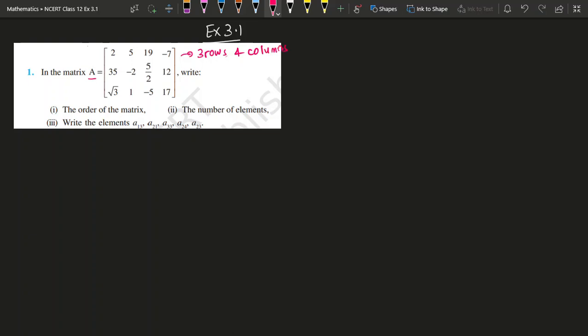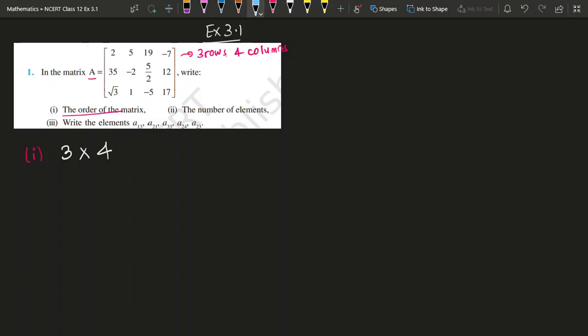And the first part of the problem is write the order of the matrix. So you have 3 rows and you just write 3 cross 4 is the order of the matrix, because there are 3 rows and there are 4 columns.